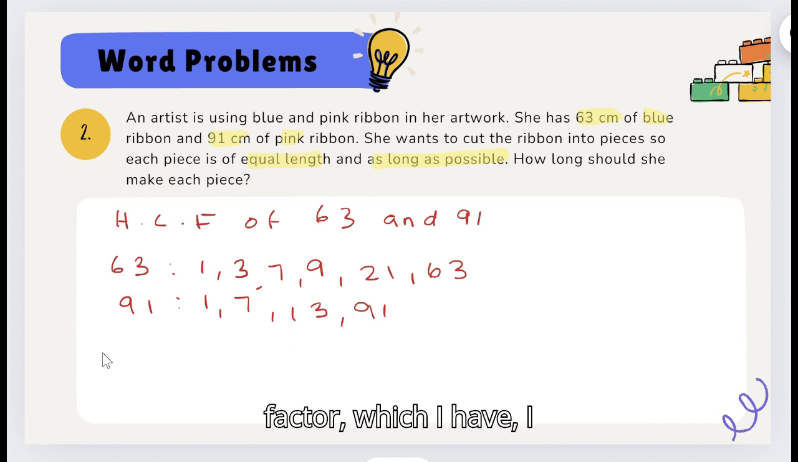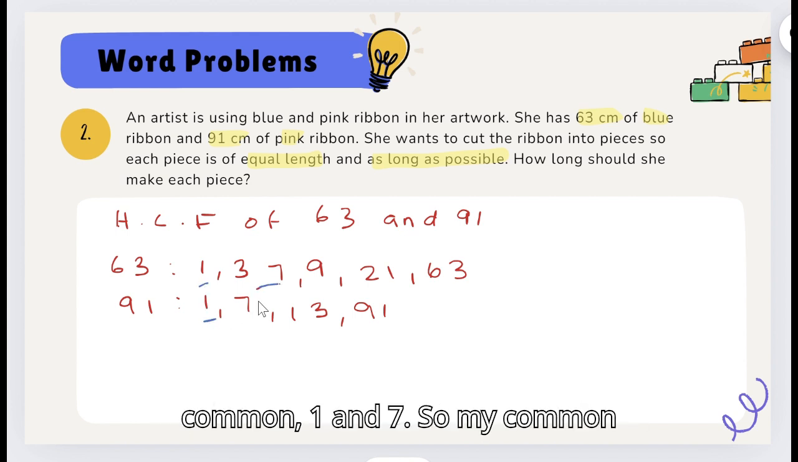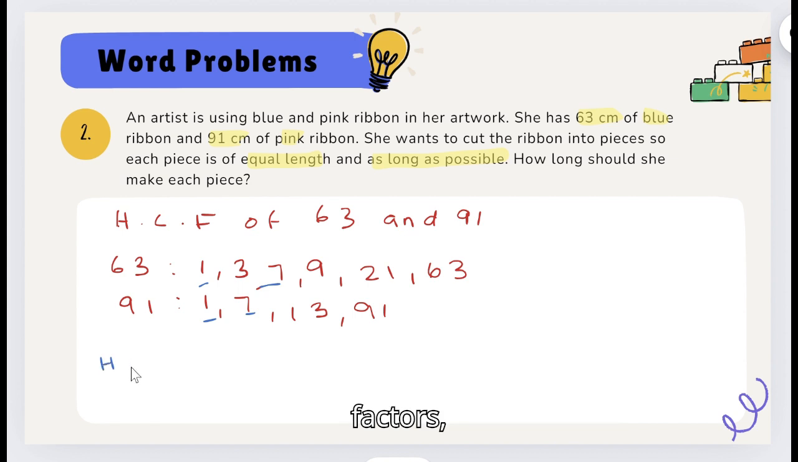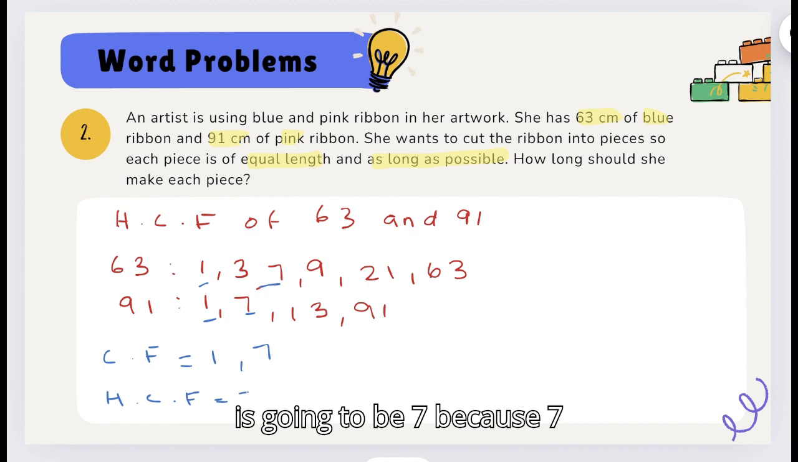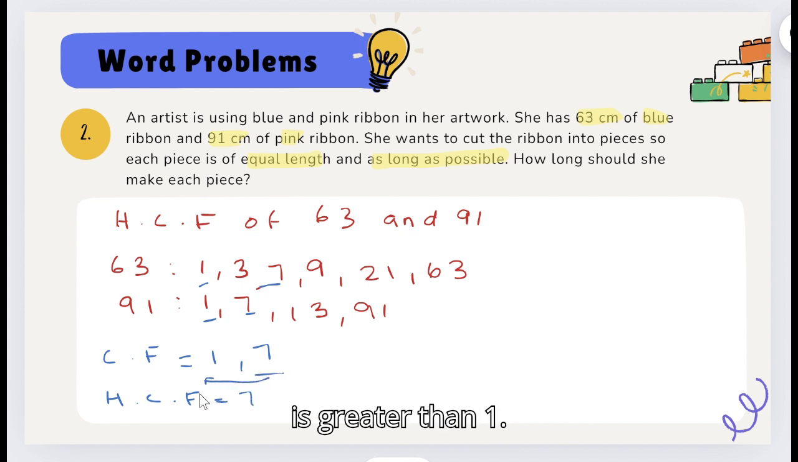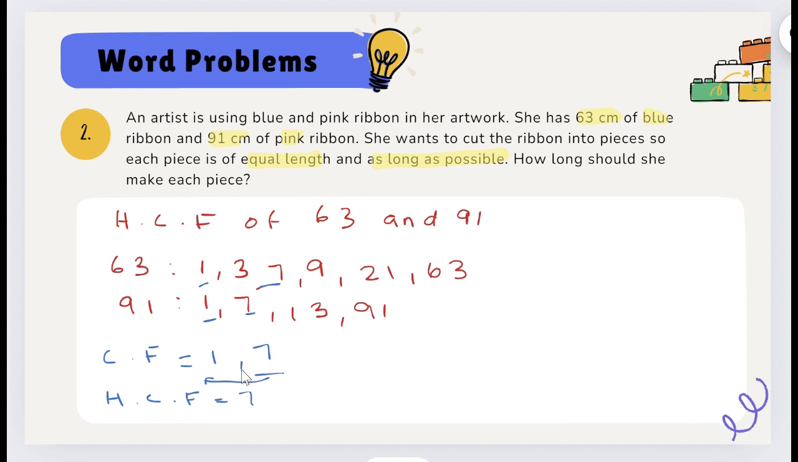So my common factors, I only have two numbers which are common, 1 and 7. So my common factors are going to be 1 and 7. So my highest common factor is going to be 7 because 7 is greater than 1. So that means that the length of the pieces will be 7 centimeters.